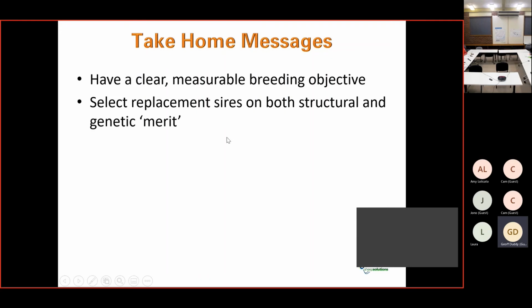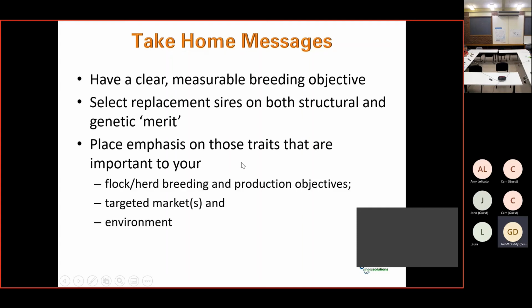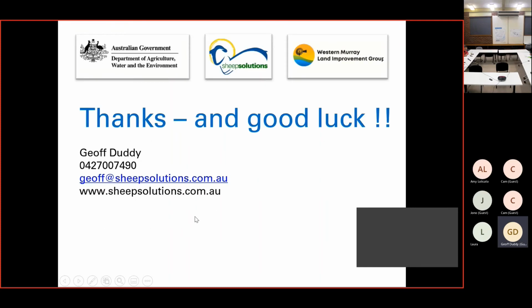Select your replacement sire on both structural and genetic merit. Place emphasis on those traits that are important to your flock or herd breeding and production, your targeted market and the environment. And again, don't be scared to pay for good genetics. Thank you. Any questions?